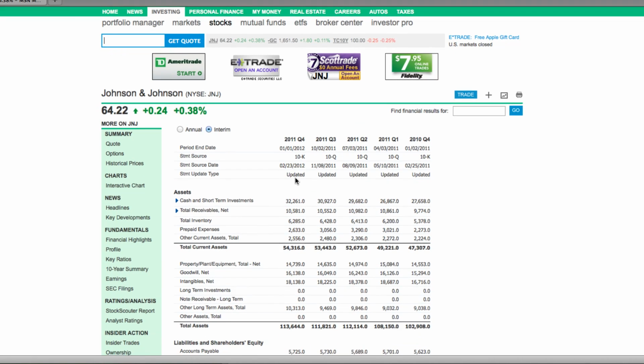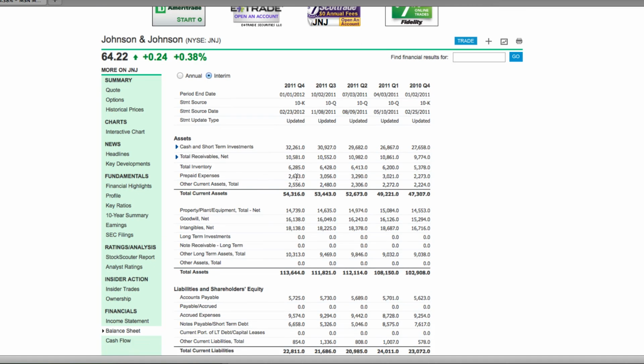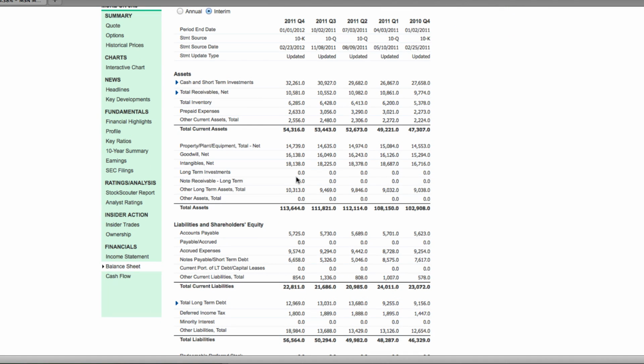As we go down the balance sheet, if you remember, I told you that the balance sheet was made up of assets and liabilities. Okay, so the total assets right here listed, and these numbers are in millions as well, so that's $113 billion is the total assets that the company is claiming on their balance sheet.